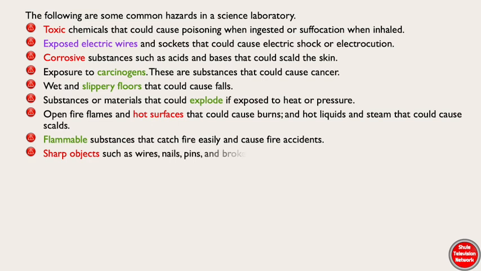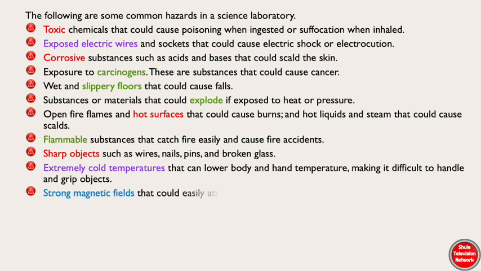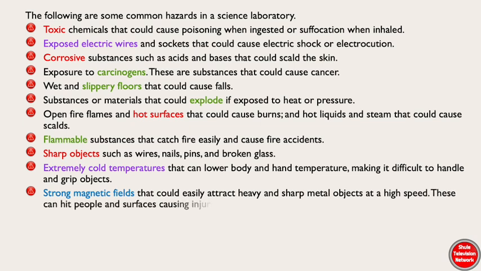Sharp objects such as wires, nails, pins, and broken glass. Extremely cold temperatures that can lower body and hand temperature, making it difficult to handle and grip objects. Strong magnetic fields that could easily attract heavy and sharp metal objects at a high speed. These can hit people and surfaces, causing injuries and damage to equipment.